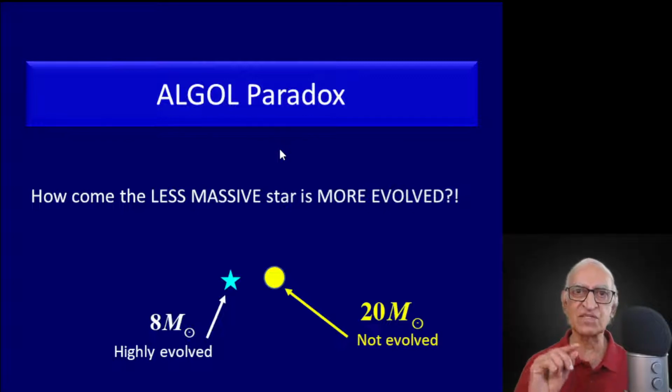It is the resolution of this paradox that gave a great impetus to research on binary evolution and also for the formation of neutron stars in binary systems. So I now want to take you through the basic principles of evolution of two massive stars in a close binary.